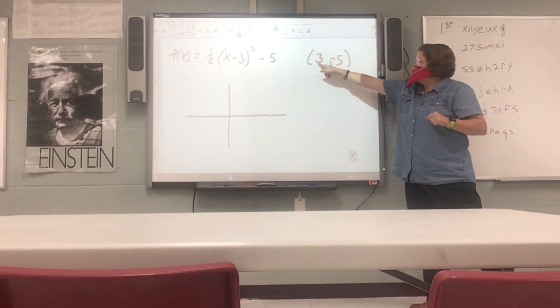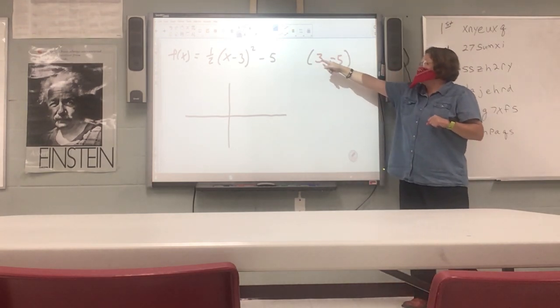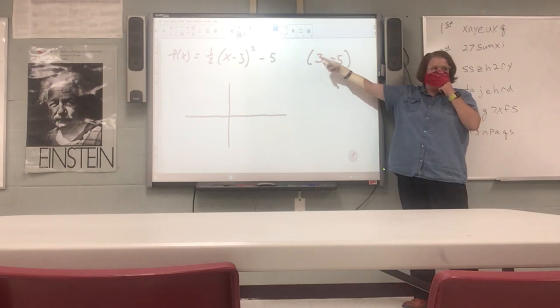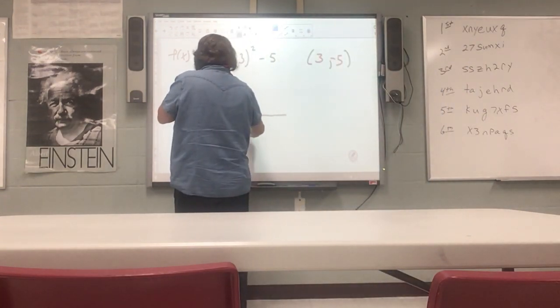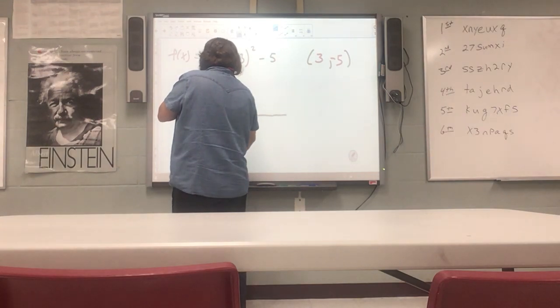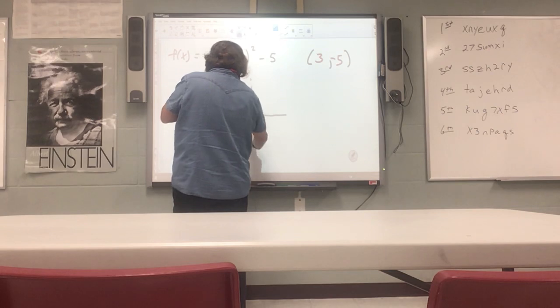So I'm gonna go left 3 and down 5. I said that backwards, I said it wrong. That's a positive 3. I'm gonna go right 3 and down 5. So it's gonna be down here. 1, 2, 3. So there's your dotted line.